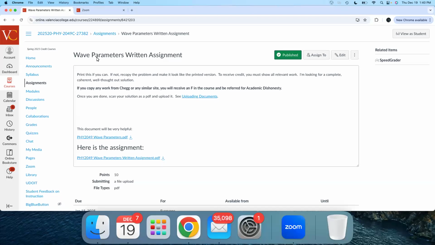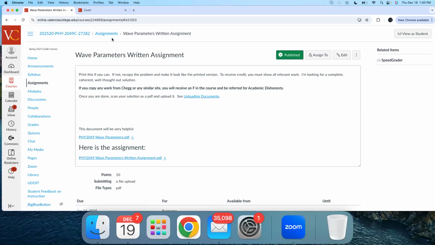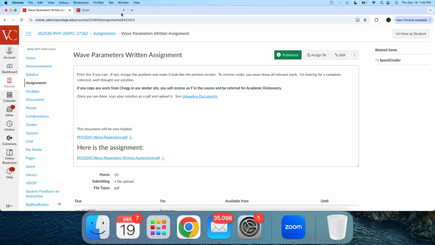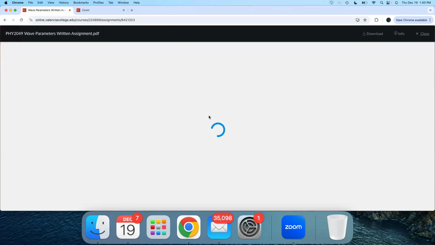All right, let's take a look at this assignment here on wave parameters. This document here is going to be very helpful. Seriously, you're just going to use it pretty much over and over again. You've got to be careful on this assignment. First off, make sure your calculator is in radian mode, even though you really shouldn't need your calculator for this problem.